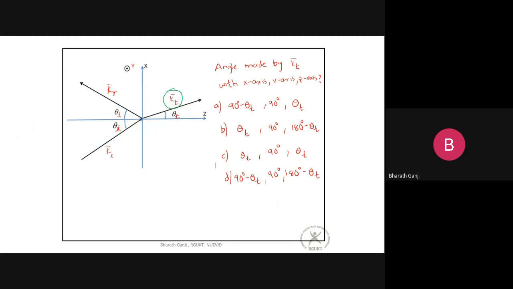Yes. I can see in the comments, yep, most of them are going with A. Right, so I guess you got an idea right now. With the z-axis you are making an angle theta t, with the y-axis it is 90 degrees, and with the x-axis is what matters. For the x-axis, the discriminant is that it's a vector which is going out, so you need to take a vector which is also going out. So that answer is 90 minus theta t.